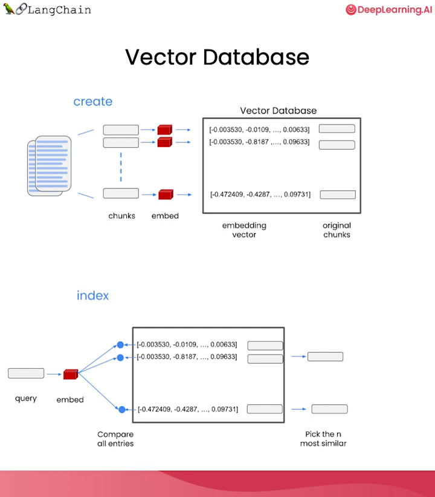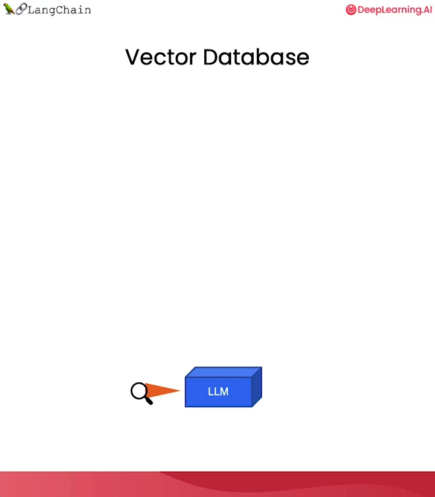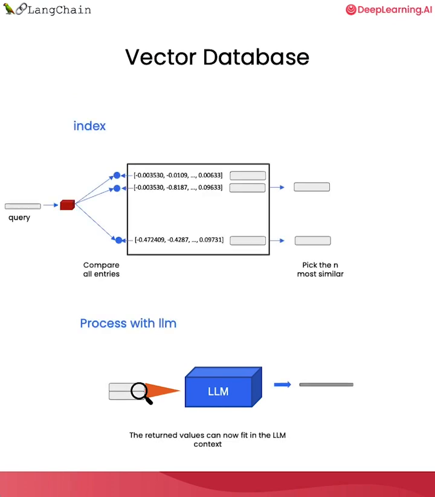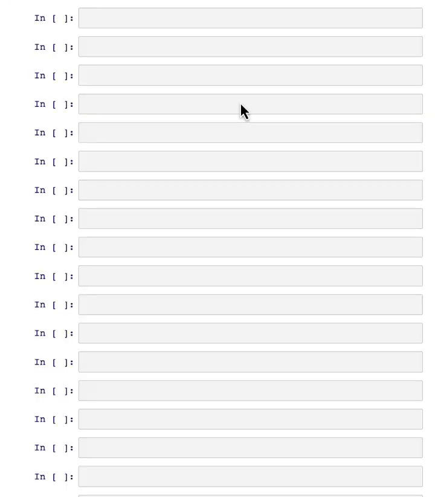Now that we've got this index, we can use it during runtime to find the pieces of text most relevant to an incoming query. When a query comes in, we first create an embedding for that query. We then compare it to all of the vectors in the vector database, and we pick the n most similar. These are then returned, and we can pass those in the prompt to the language model to get back a final answer. So above, we created this chain in only a few lines of code. That's great for getting started quickly.